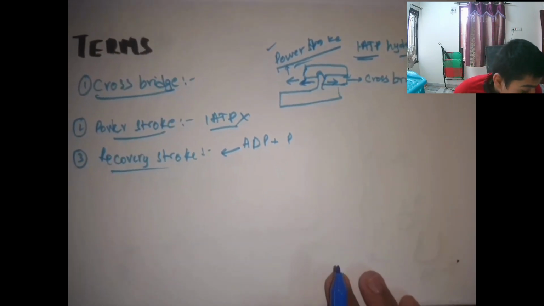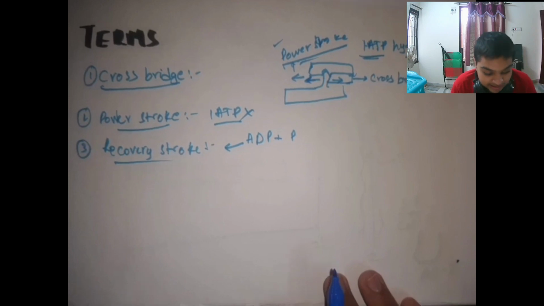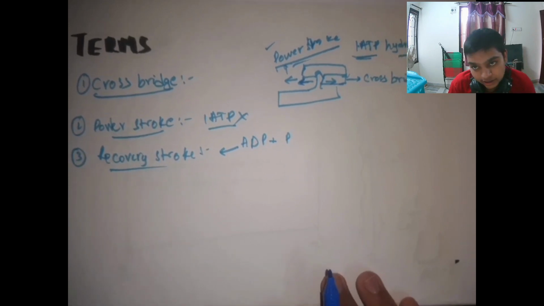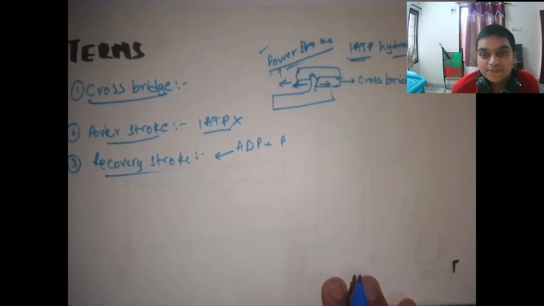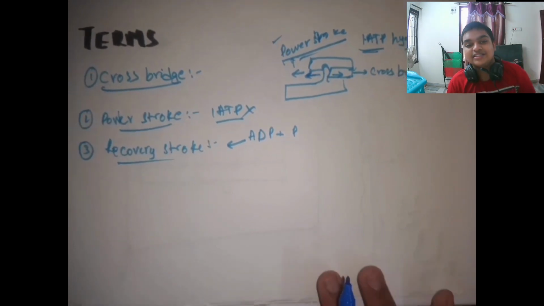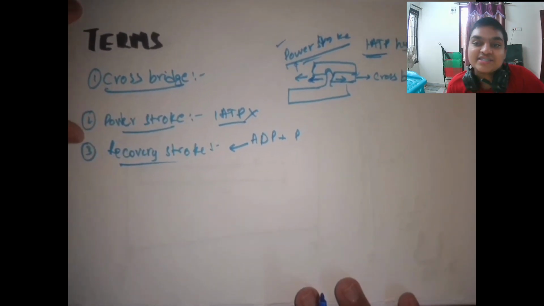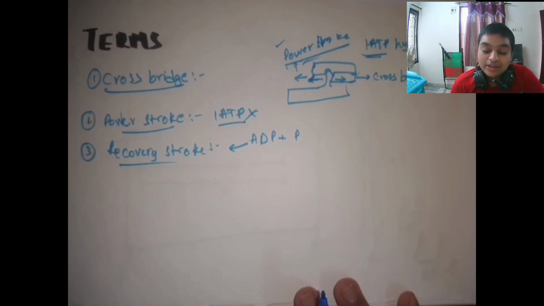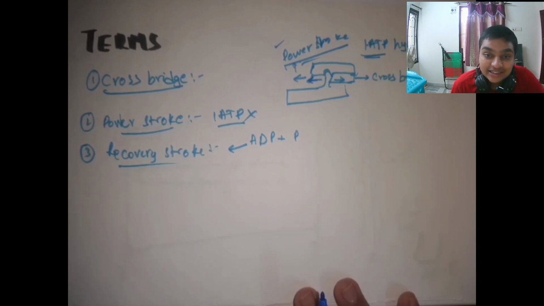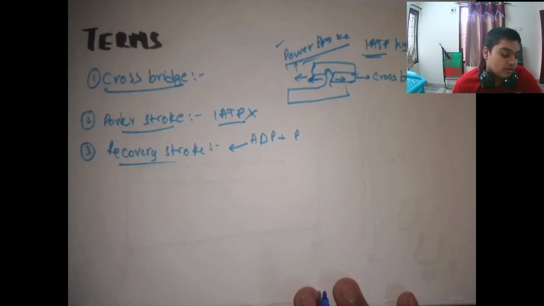Okay, understood? Clear? Is it correct? Yes, it is correct, absolutely. Now let's see the conclusions of this sliding filament theory or mechanism of muscle contraction. When the muscle contracts, what all decreases, what all remains in its original position, what all increases in length, everything, let's see now.